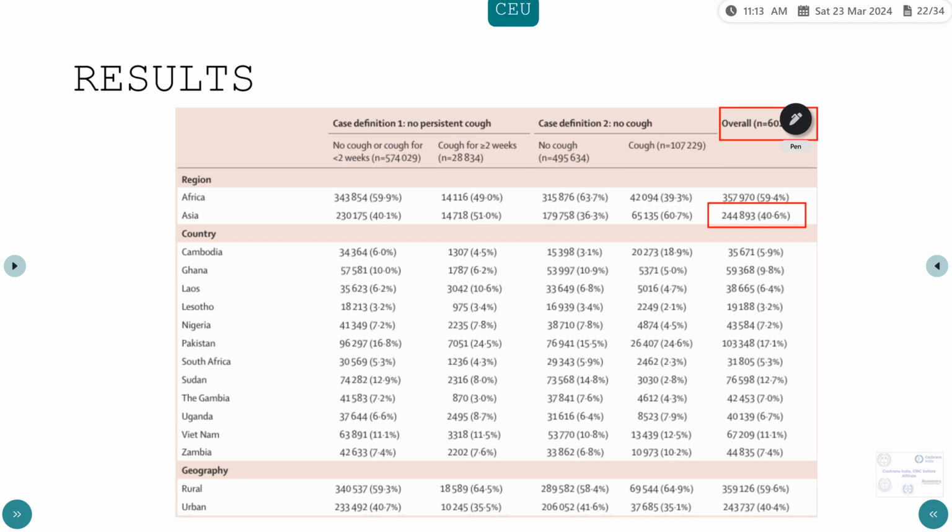So overall, they had 6,02,863 patients across all the studies together, of which 40% of these patients included were from Asia. Here we see that a little bit more patients on the rural side had subclinical TB as compared to the urban side.